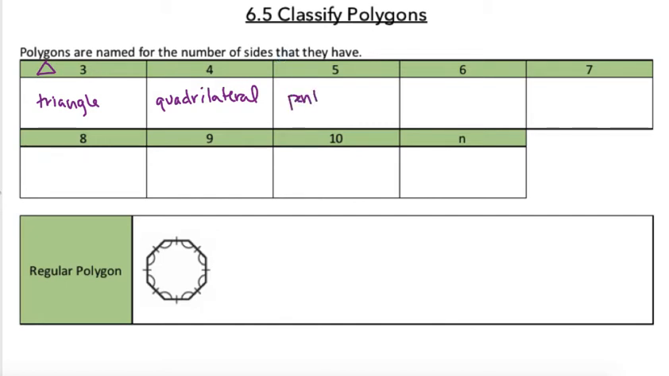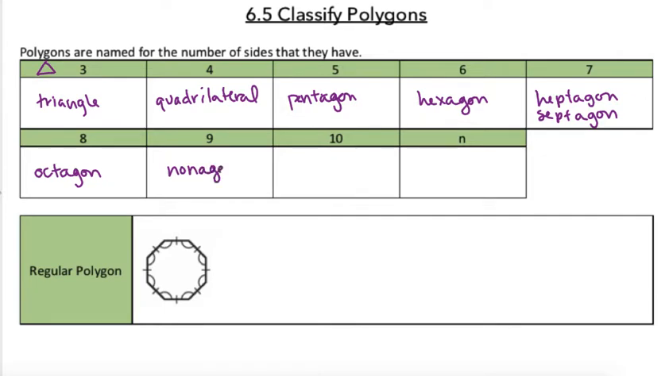Then we have pentagons for 5-sided objects, hexagons for 6-sided objects, heptagon, I've also seen this as septagon, for our 7-sided object. 8 is our octagon. 9 is nonagon. 10 is decagon. And then anything else, 11, 12, 13, whatever it is, we just say it's an n-gon.